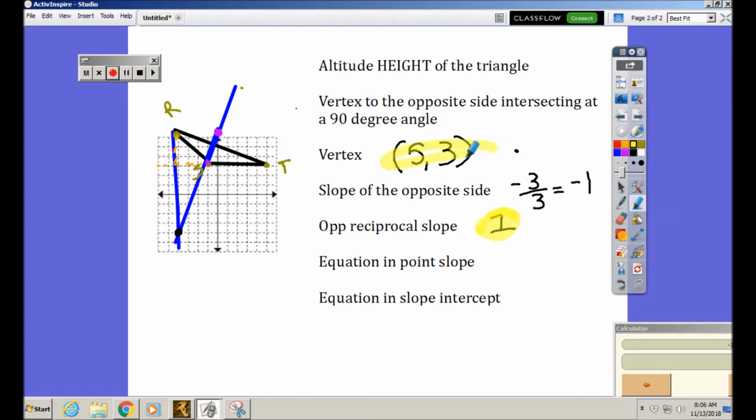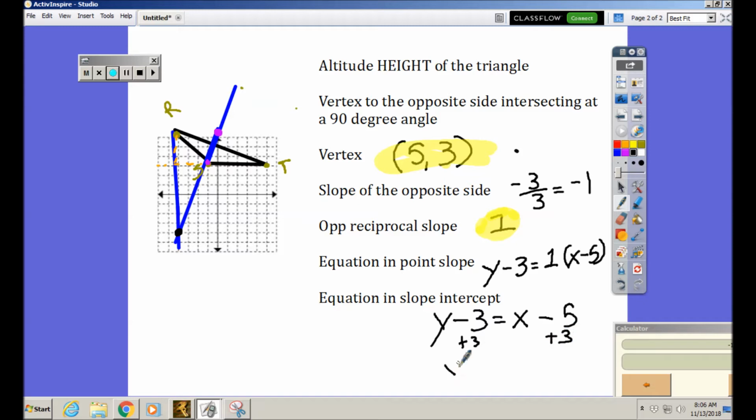So again, I need to write an equation in point slope form. I have one slope, I have one point. y minus 3 equals slope of 1, x minus 5. So to convert that into slope-intercept form, y minus 3 equals x minus 5. Add 3 to both sides. -5 plus 3 is a -2, correct? So I should have a y-intercept of -2, but a slope of 1.